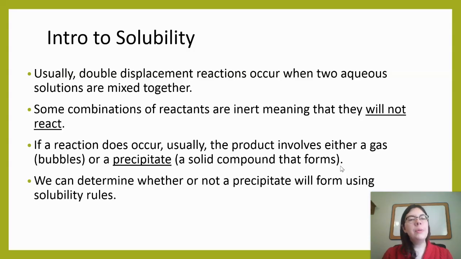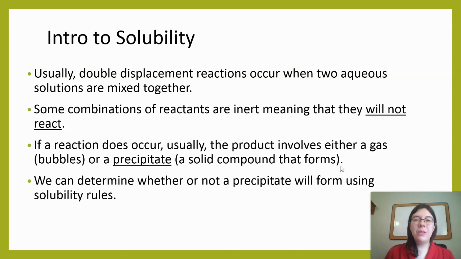In double displacement reactions, we usually have two different solutions that we mix together. We use solutions because when compounds are dissolved in water, they react faster than if we have just two solids that we mix together. When we combine those two reactants, we have two main possibilities. The first one is that nothing happens at all. We call this an inert reaction, meaning that nothing changes. It all just stays the same.